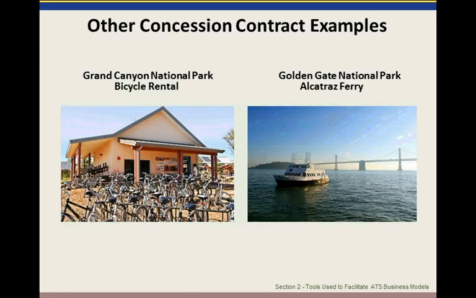Here are 2 other concession contract examples. In the Grand Canyon, there's a bicycle rental concession, and then at Golden Gate National Park, there's the Alcatraz Ferry. In both of these instances, the concessioner operates the transportation services as well as food and beverage service, but there is no lodging involved.